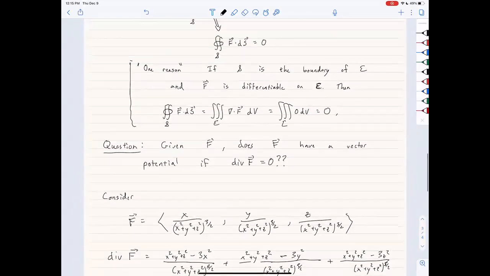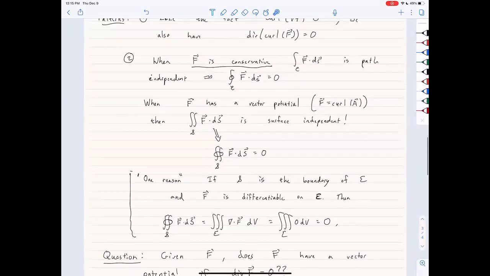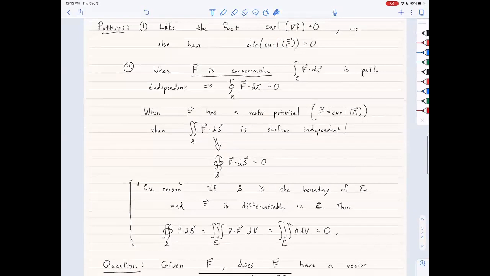So before, what we said is, okay, if we pass the cross-partial tests, if we pass this test here for f, and if f was defined on a simply connected region, then f was conservative. That's what we said before. I want a similar statement here. I want to say if I pass my divergence test here, and f is defined on some kind of region, then it will have a vector potential.